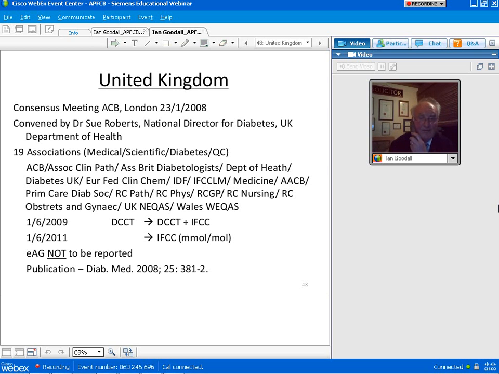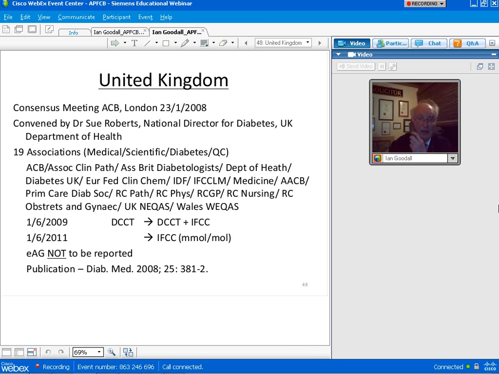New Zealand had no meetings because everyone in New Zealand that's involved with diabetes is actually in the New Zealand Society for the Study of Diabetes, so they don't need to have meetings. They just have a publication, and they're really all professionals involved in the care of people with diabetes. So they're physicians, nurses, podiatrists, dietitians, general physicians, family doctors, and the allied industries and medical scientists. So they went in 2009 from the 1st of August from DCCT to combined units, and they will, in a couple of months' time, go to full IFCC sole units, and eAG is not to be reported.